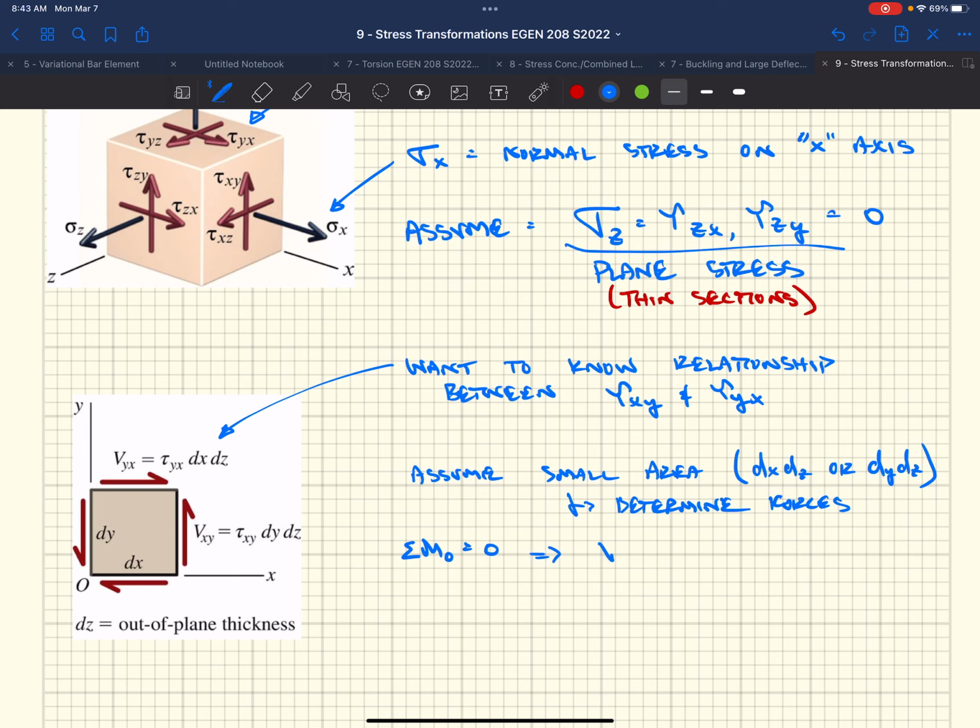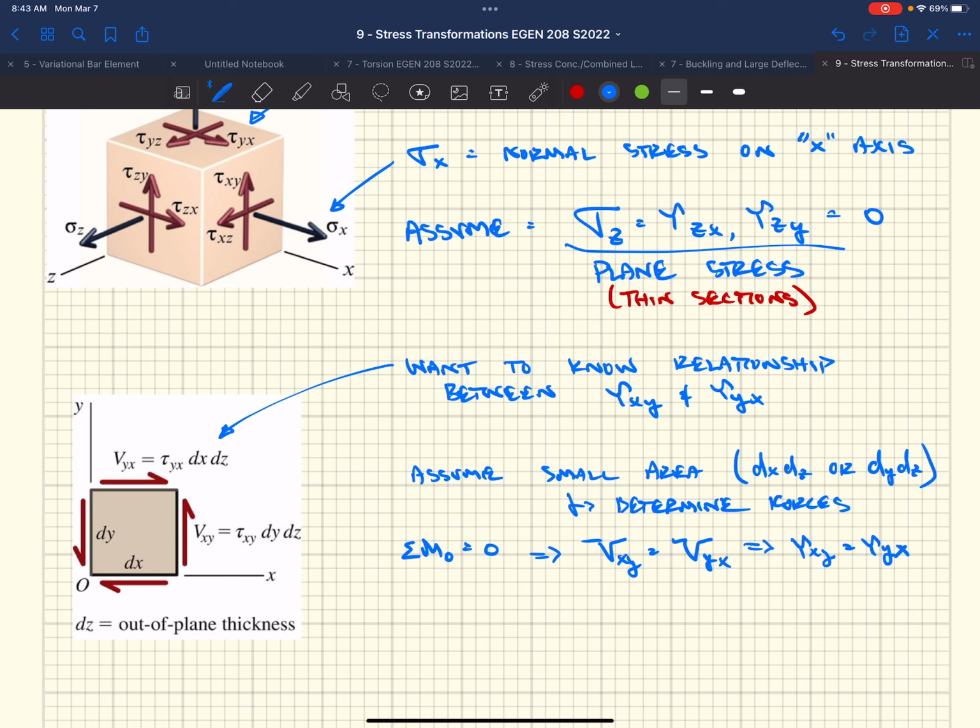So what does this yield? Well, this yields that Vxy must equal Vyx, which means tau xy must be tau yx, right?